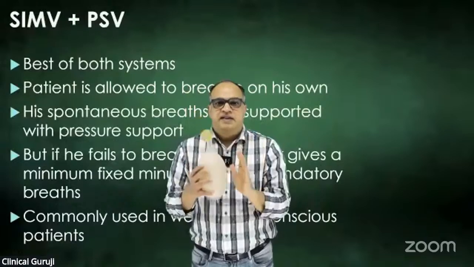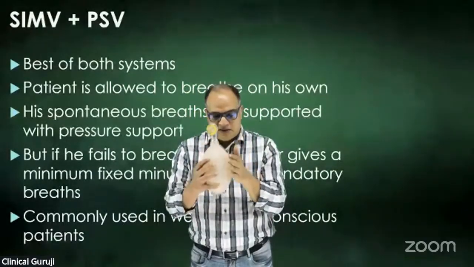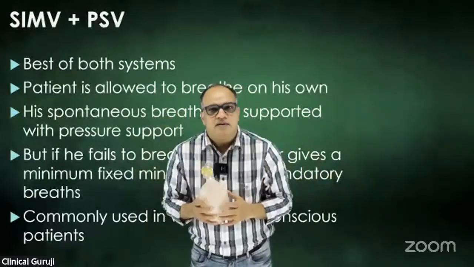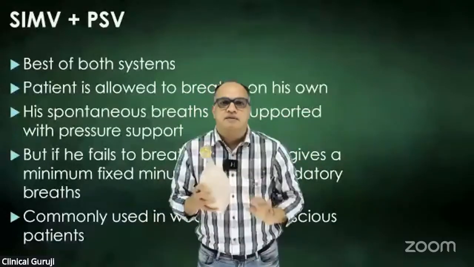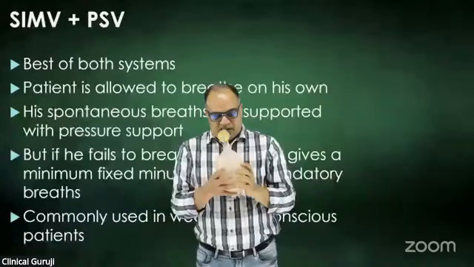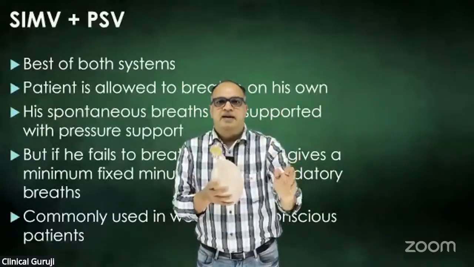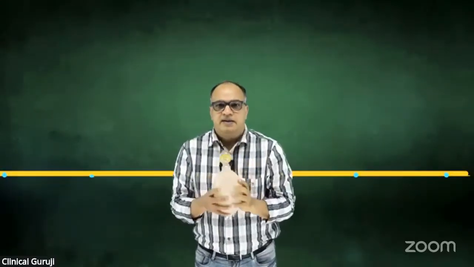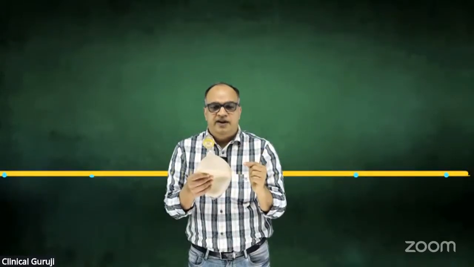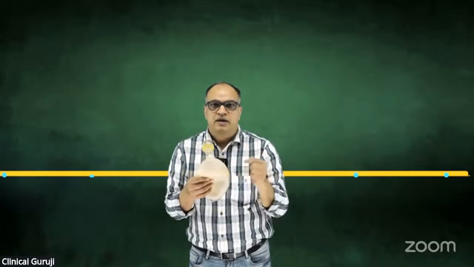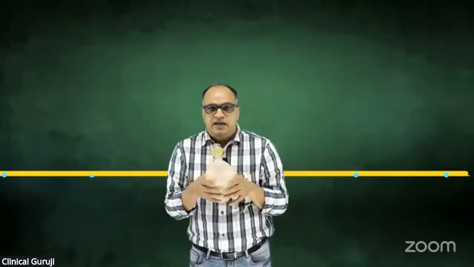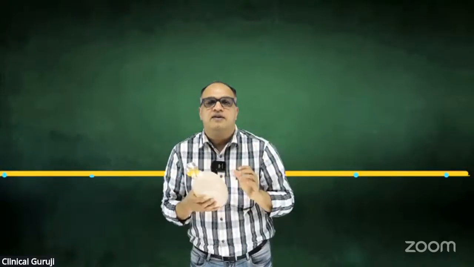Let's say we set up the patient with a respiratory rate of 12, a tidal volume of say 500 and a pressure support of 15. What will happen? The first breath was delivered mandatory, 500 tidal volume. Now the ventilator will wait for 1, 2, 3, 4, 5 seconds. The patient did not make a move. The ventilator gave a mandatory breath of 500 ml.